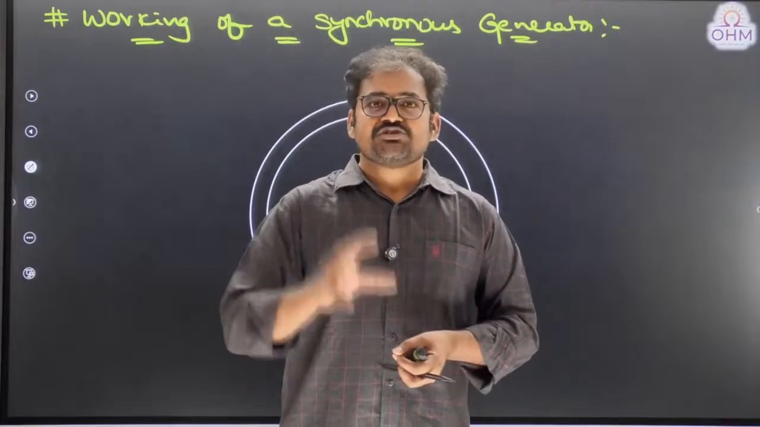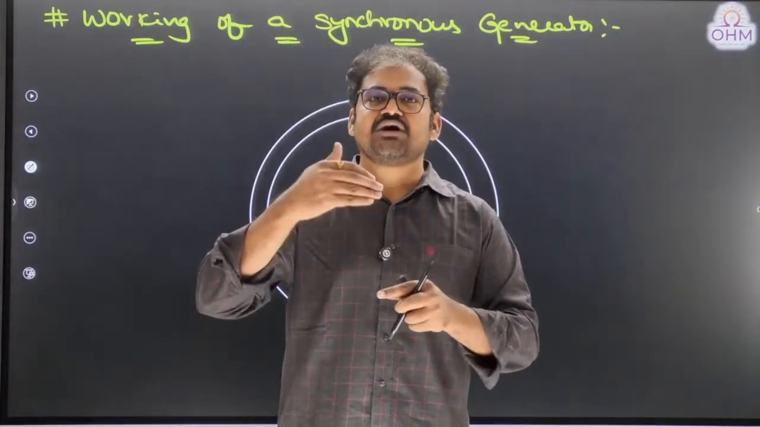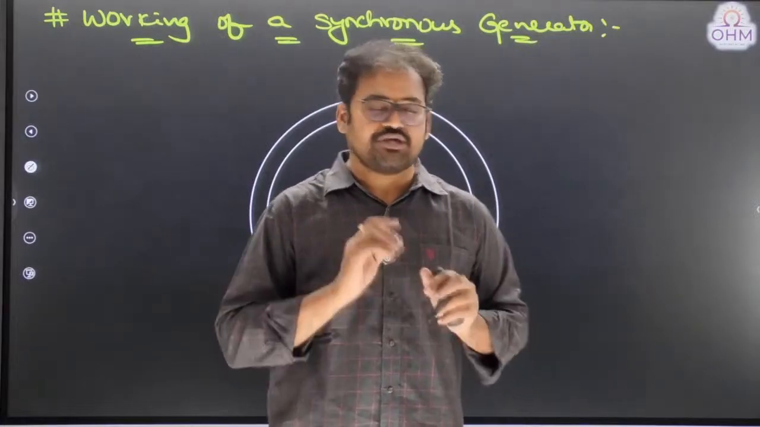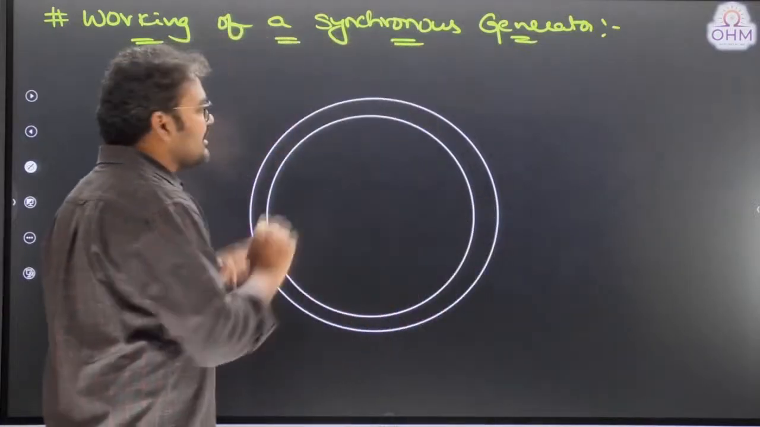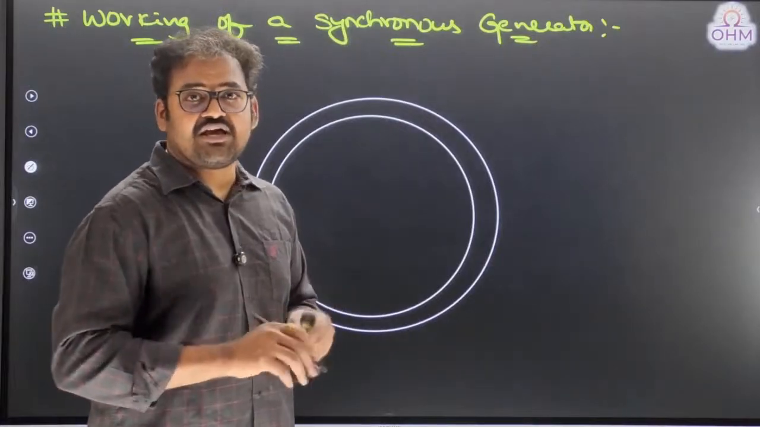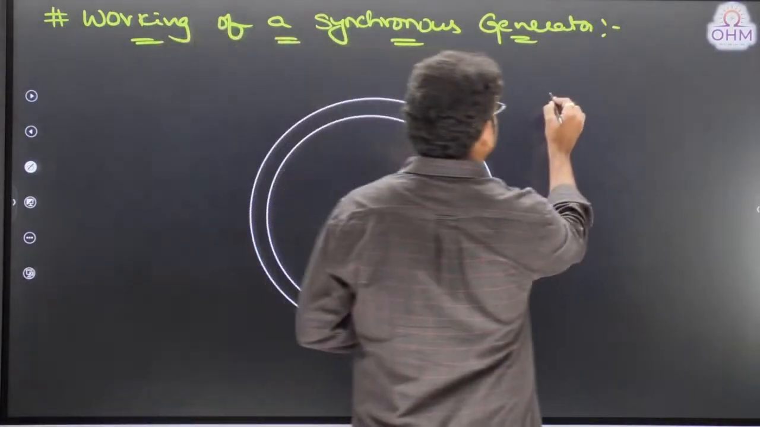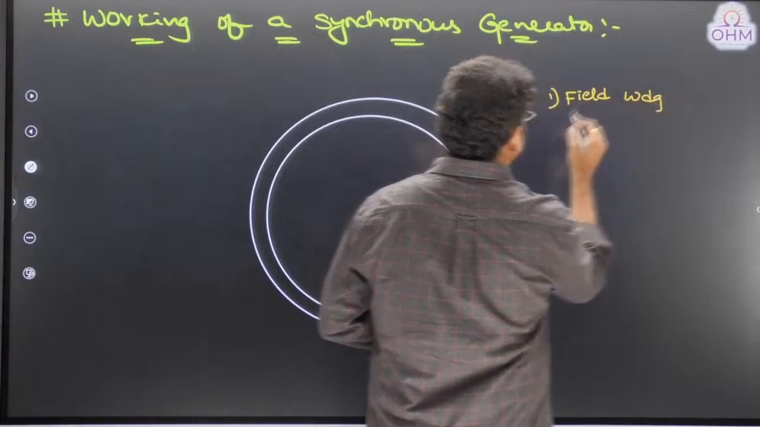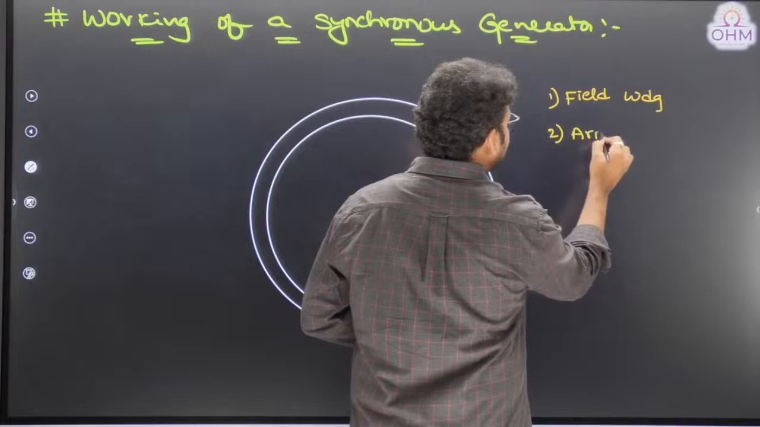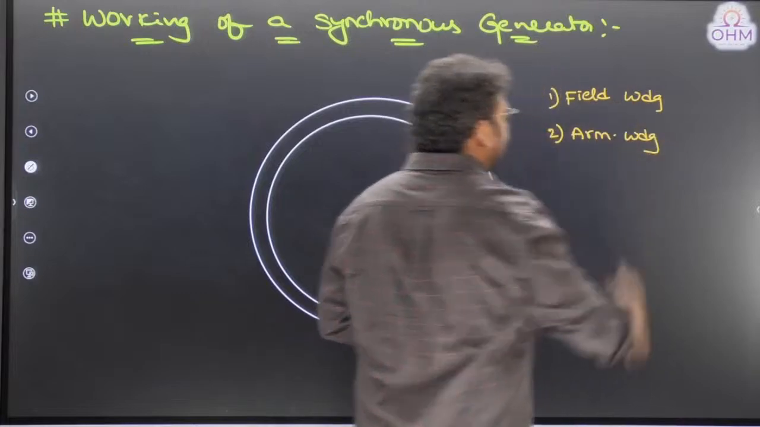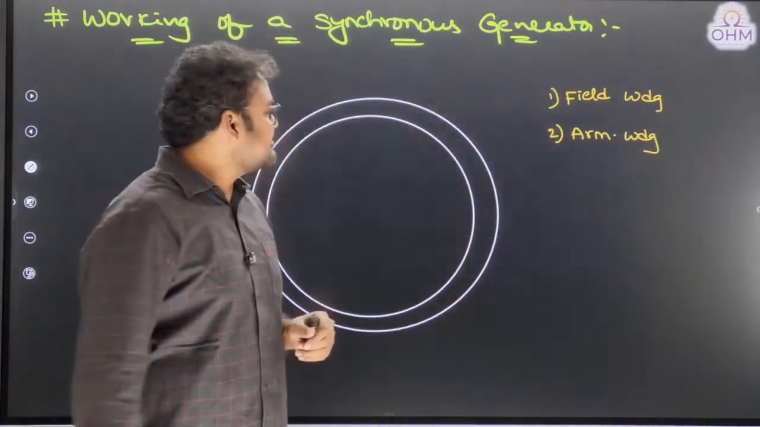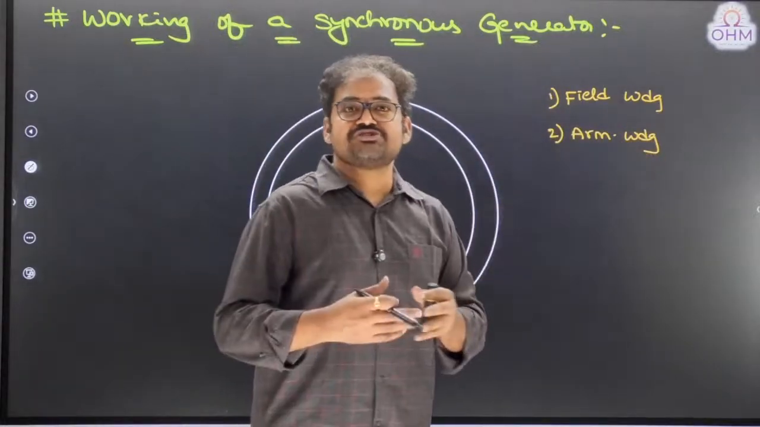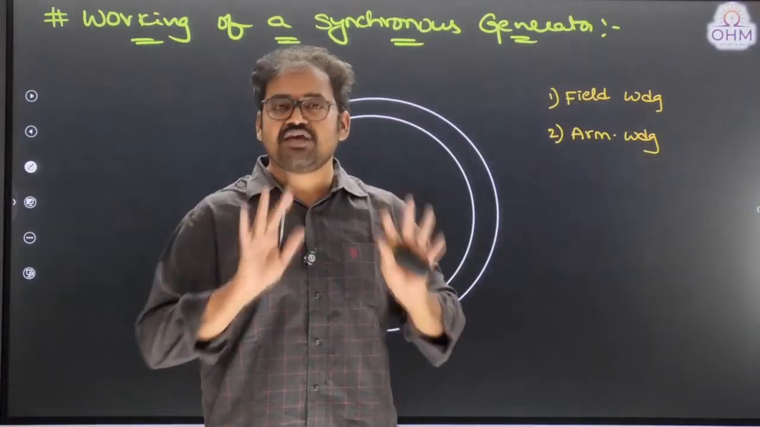So, in order to generate balanced output voltages from a synchronous generator, what are we going to do? First, you need to understand that a synchronous machine has 2 windings. One is the field winding, and the second is the armature winding. As the name itself tells you, the field winding is used to generate field flux in the air gap of the machine.